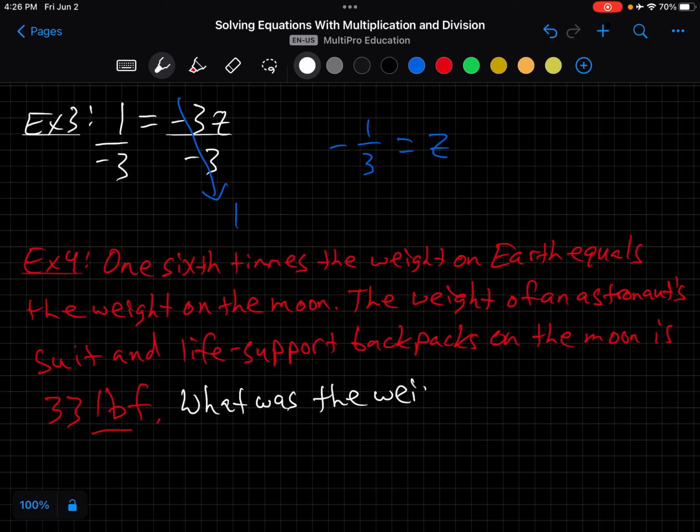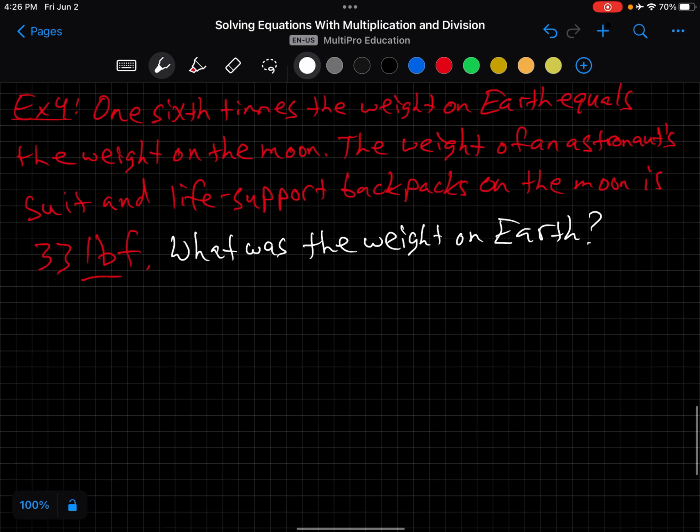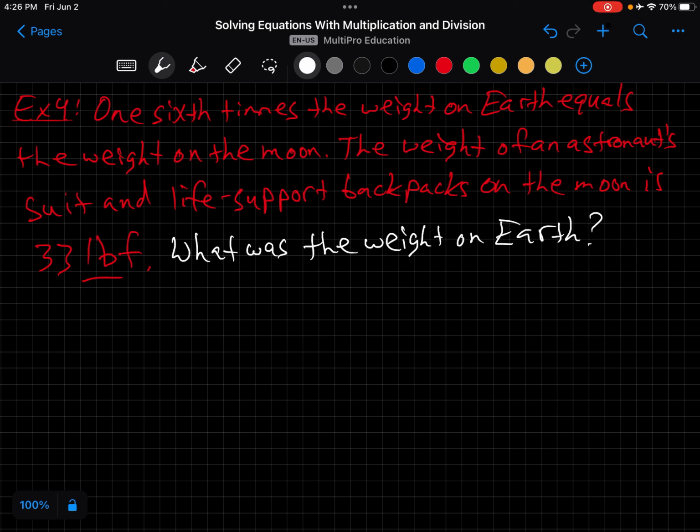What was the weight on Earth? Great question. So, before we answer this, I kind of want to explain something, why you have different weight on Earth than the moon.